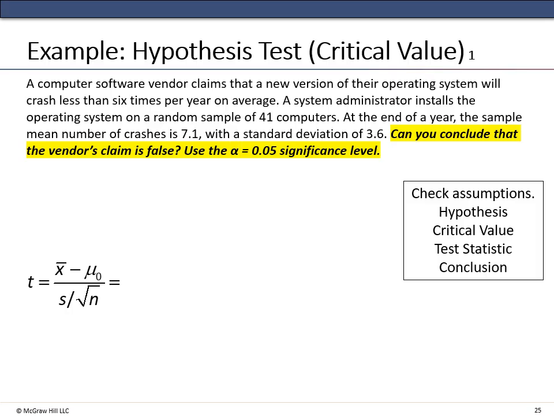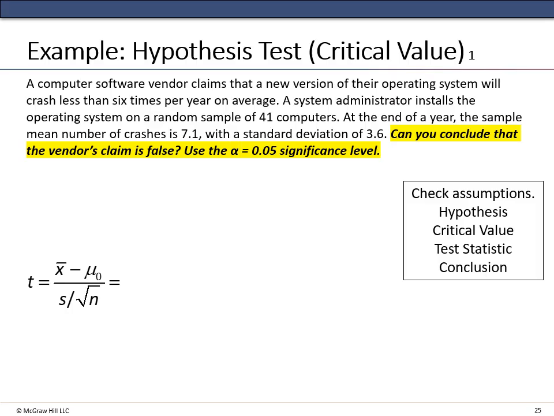So let's try another problem. A computer software vendor claims that a new version of their operating system will crash less than 6 times per year on average. A system administrator installs the operating system on a random sample of 41 computers. At the end of the year, the sample mean number of crashes is 7.1, with a standard deviation of 3.6. Can you conclude that the vendor's claim is false? Use the alpha equals 0.05 significance level.